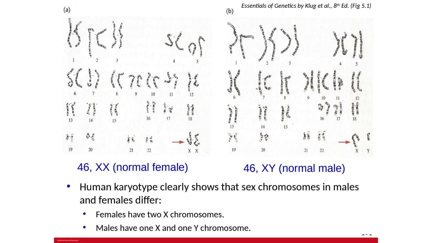Here's a karyotype of a normal female. So she has 46 chromosomes altogether. If we look at her sex chromosomes, she has 2 X chromosomes. We have a normal male. He has 46 chromosomes also. If we look at his sex chromosomes, he has an X chromosome and a Y chromosome. Note that the X chromosome is much longer. This has implications because it means that the X chromosome carries more genes than the Y chromosome.